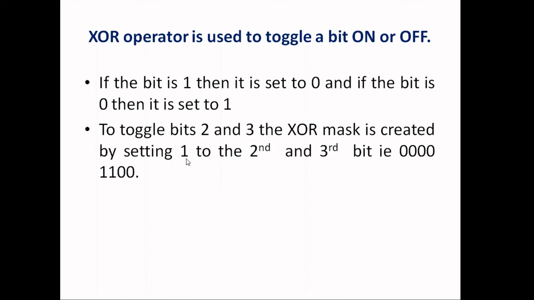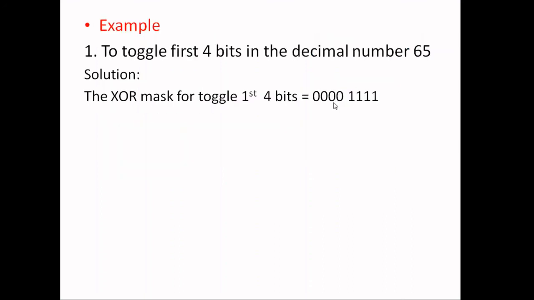Let us understand through an example. To toggle the first 4 bits in the decimal number 65. So I have been given the decimal number 65. Now to toggle the first 4 bits, let us write the XOR mask. In order to toggle the first 4 bits, write the first 4 bits as 1, all others as 0.